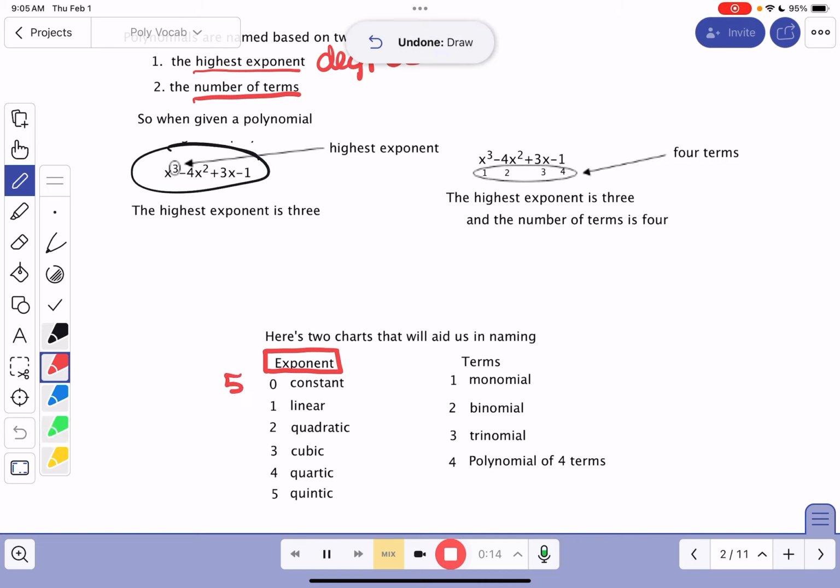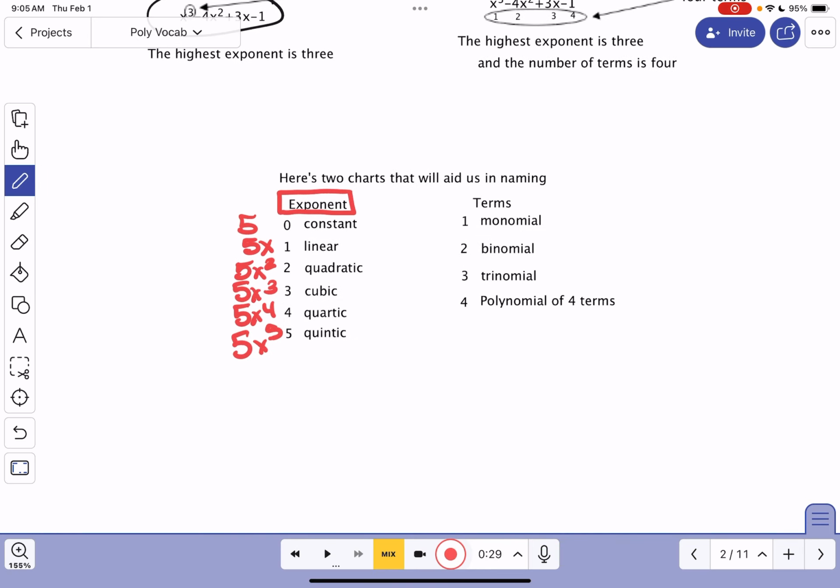5 is our thing, that's a constant. If it's 5x, it'd be linear. Quadratic is 5x squared. Cubic would be cubed. Quartic would be to the 4th. Quintic would be to the 5th. That's how those work. Anything higher than that, you would just say degree of and use the number.